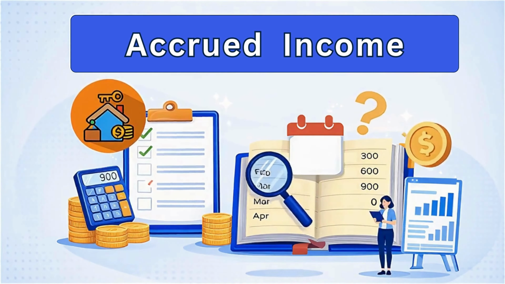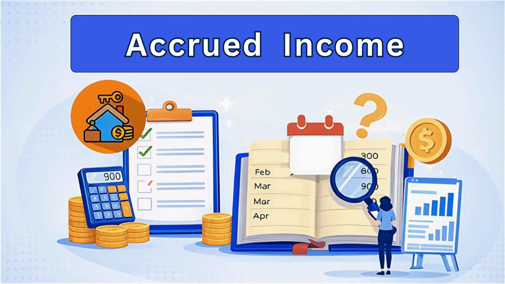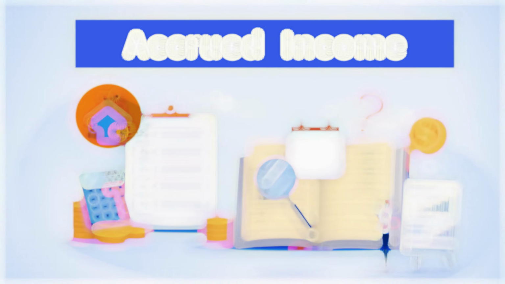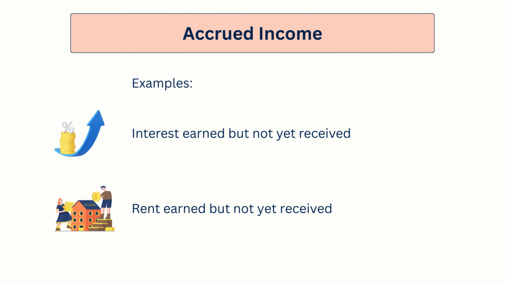Let's start with a couple of simple examples so we understand what accrued income actually looks like in real life. Two common examples are interest earned but not yet received and rent earned but not yet received. And that timing difference is exactly why we need accrued income.